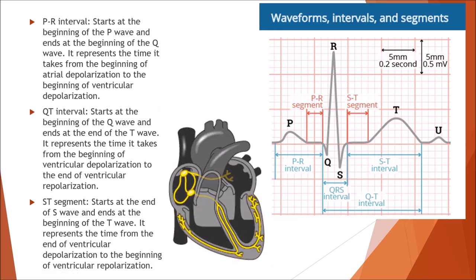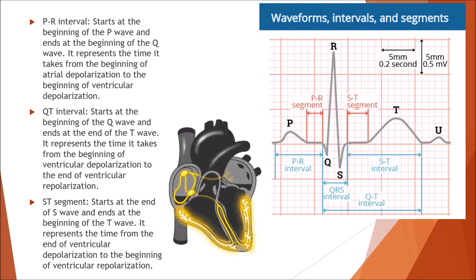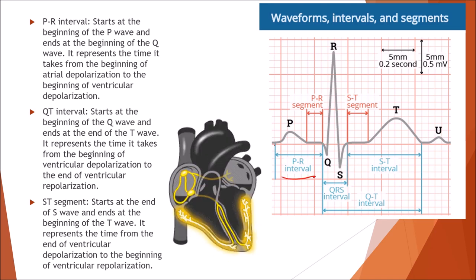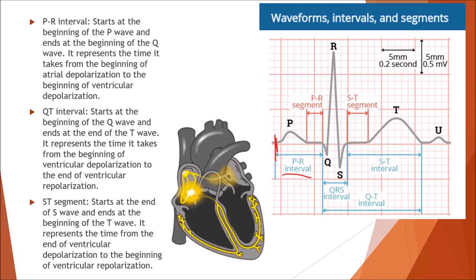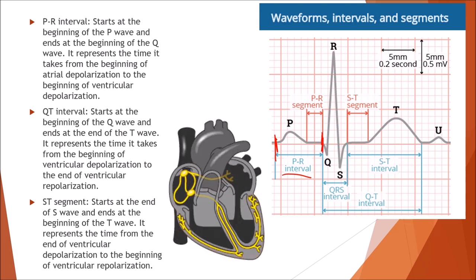Now, there are other parts of the EKG that you should be aware of. For the MA test, I don't think they're going to test you on these, with maybe the exception of one of these, but they're not as important. We're going to have segments and intervals. Intervals, that's right here, are going to contain two things. So, for example, the PR interval is going to be from the beginning of the P wave to the beginning of the Q wave. It's kind of confusing because you would think it'd be called the PQ interval, but the Q wave is not always there.